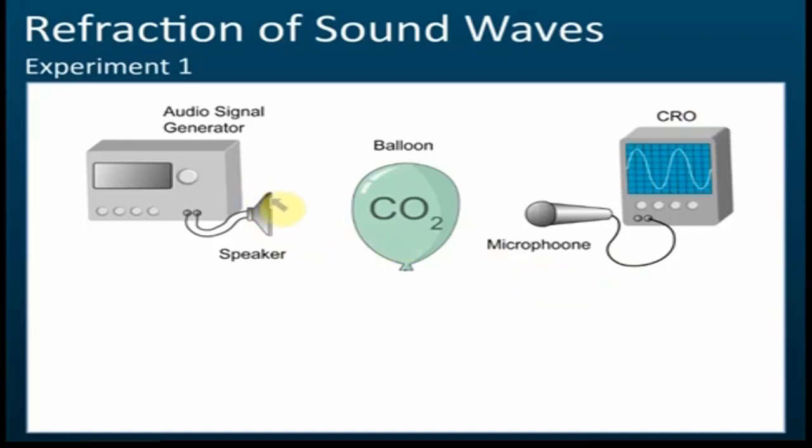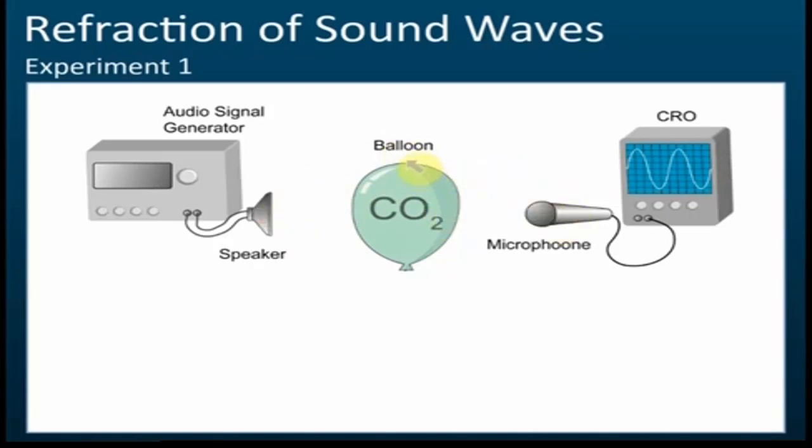We have these speakers here, and this audio signal generator, which will produce a sound wave. Then we have this microphone to detect the sound wave, connected to the cathode ray oscilloscope. It shows the waveform of the wave produced. And in between the speakers and the microphone, we put the balloons.